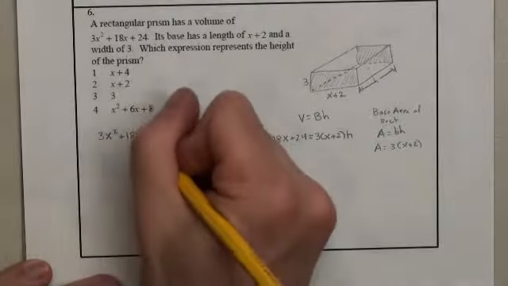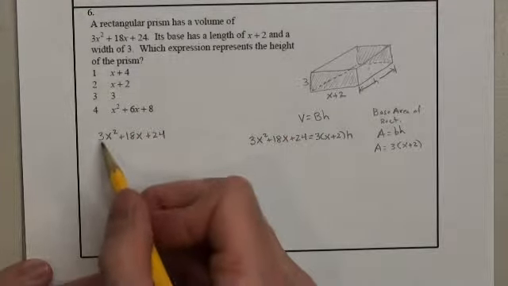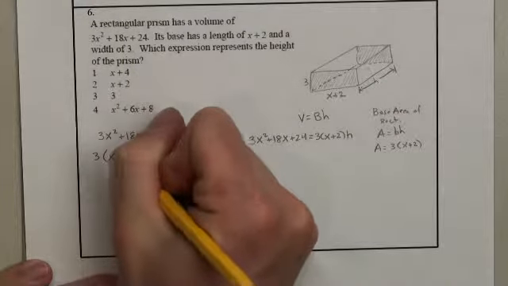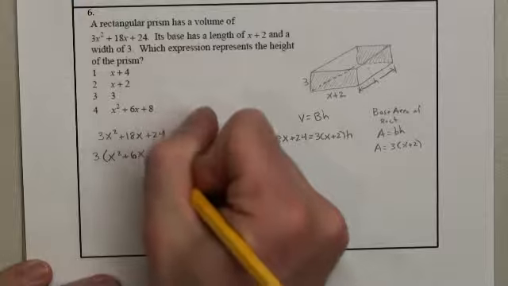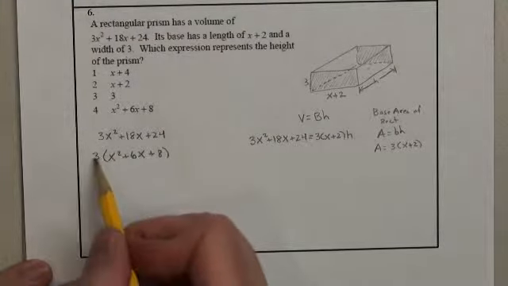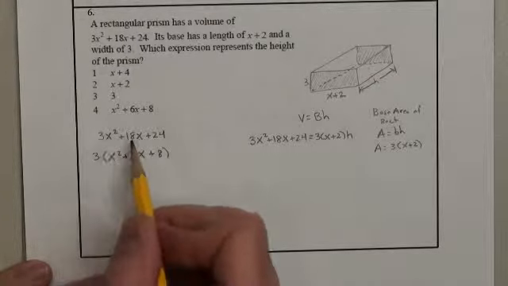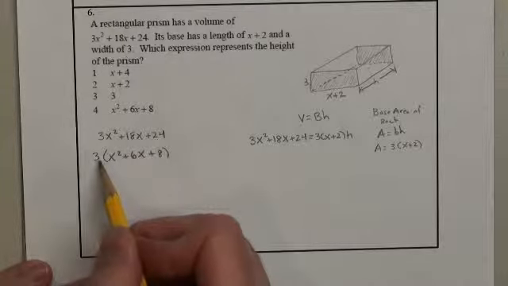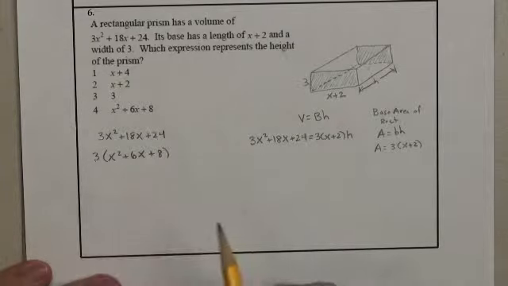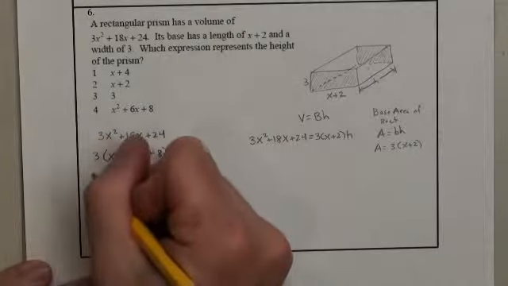3x squared plus 18x plus 24. First you got to pull out the greatest common factor. So I'm pulling out a 3. And I'm left with x squared plus 6x plus 8. Right? I divide everything by 3. So that if I had to multiply this 3 back into everything, distribute it, it would give me back 3x squared plus 18x plus 24. Right? 3 times x squared is 3x squared, 3 times 6x is 18x, 3 times 8 is 24. So it checks. Now I have to break this down.